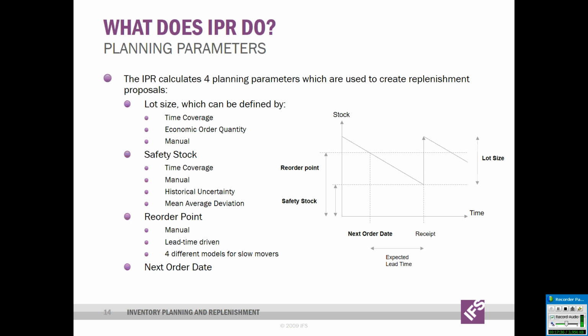And then the reorder points: is that going to be manual? Do we want it to be lead time driven? So based on how big or small this is, it will drive the reorder point. And if you use Demand Planner, we have four different planning models or algorithms to handle slow moving parts. And that's really what it was designed for, as you'll see in a moment when we talk about the background.